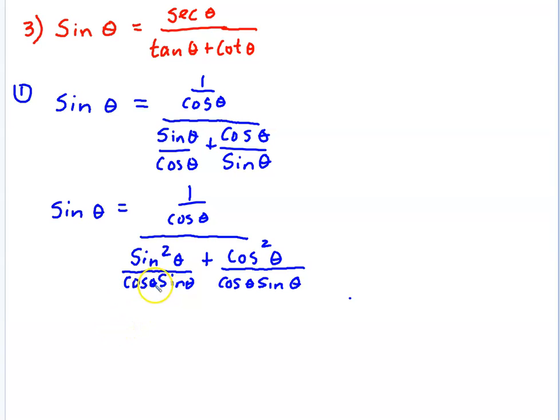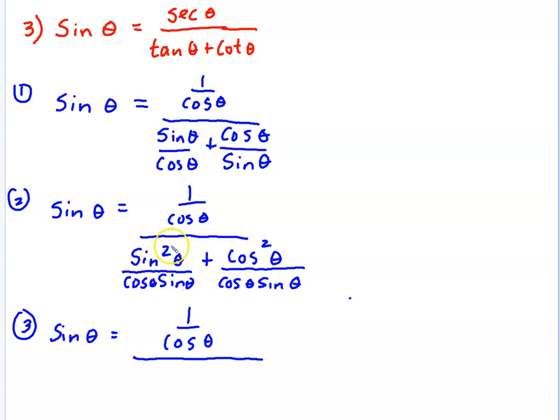Okay, so now we can put these together, so I'll call this step number 2. Number 3, just bring down the left side again, 1 over cosine theta. Let's see if we can combine what's going on down here. If you put this together as just one fraction, your numerator is sine squared plus cosine squared. Well, that's just 1 over this common denominator, cosine theta sine theta. Okay, so we're almost there. Going to my next step.